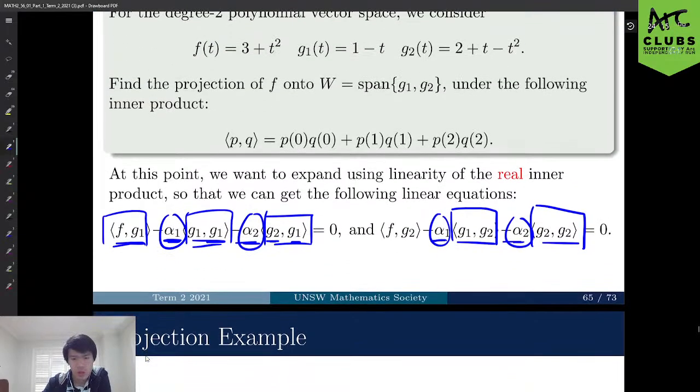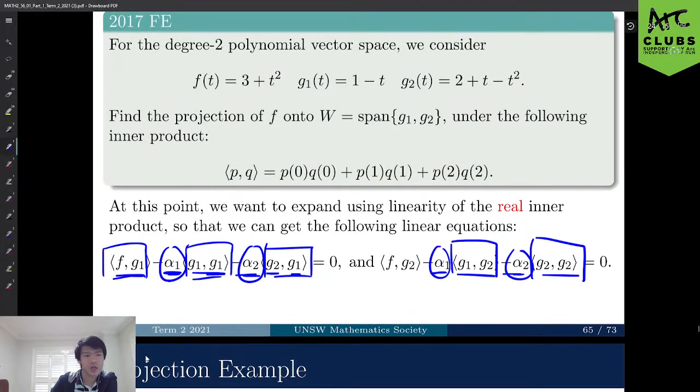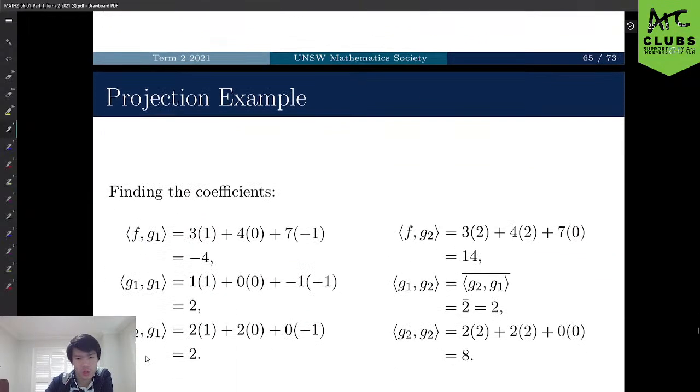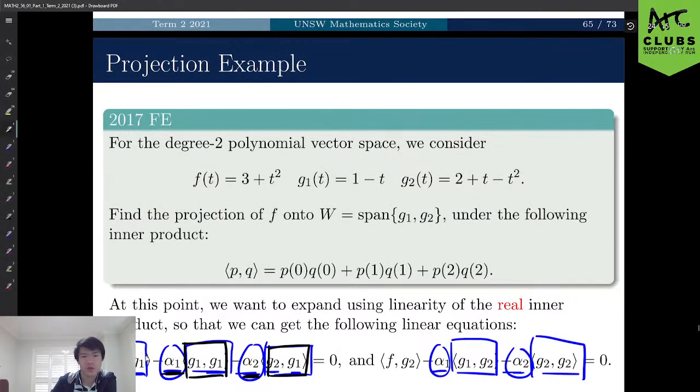Right, so now what we can do is, because we've separated the alpha 1 and the alpha 2 from everything else, we can just calculate these inner products. So let's do that. And basically you just use the formula. They gave us a formula for the inner product. It's P0, Q0, P1, Q1, P2, Q2.